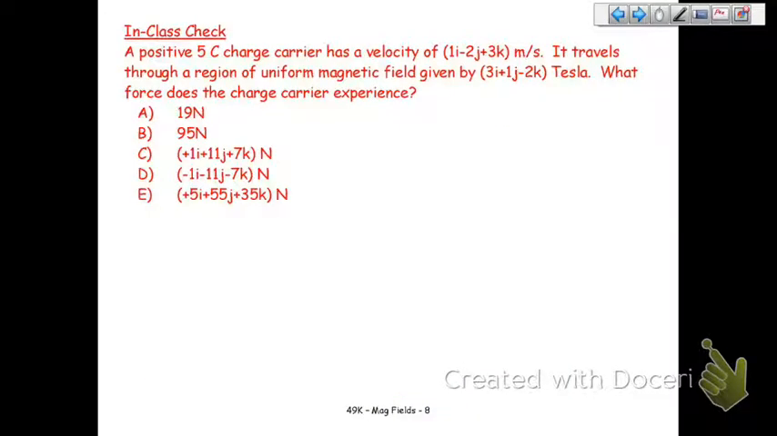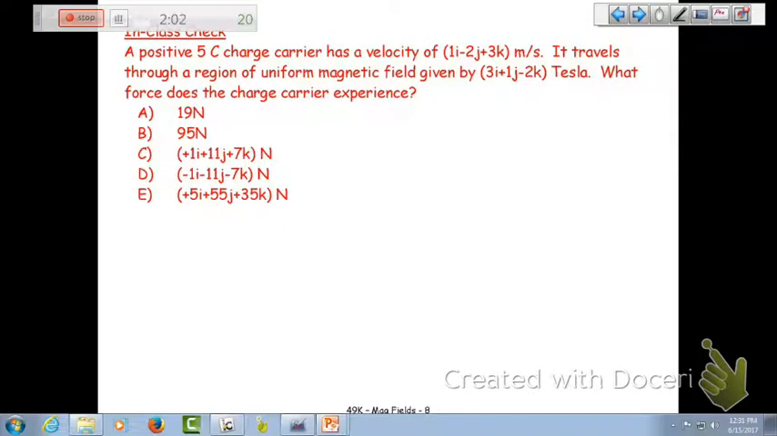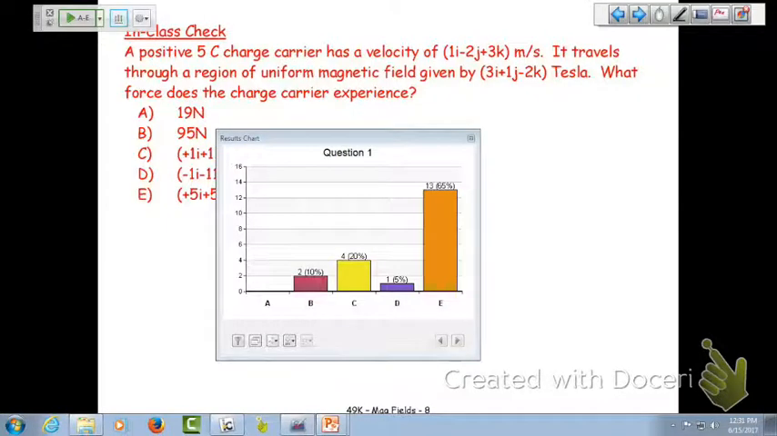A positive 5 coulomb charge carrier has a velocity of that speed through a region of uniform magnetic field given by that. What force does the carrier experience? I'm going to put us on pause. So we're back, and let's stop this and see how we're doing. So stop, and what do most people say? Most people are saying E, but not exclusively, so let's see how that goes.